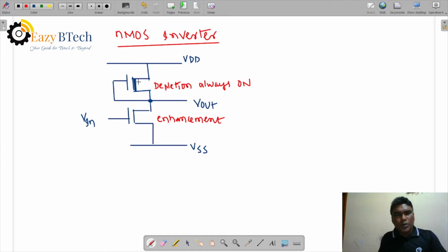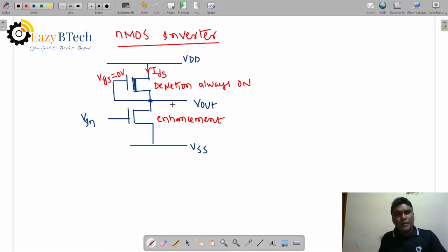Here in depletion, there is no need to apply external voltage, where VGS is equal to 0 volts. So with gate VGS equal to 0, the channel is already formed. There is a current flow through this.